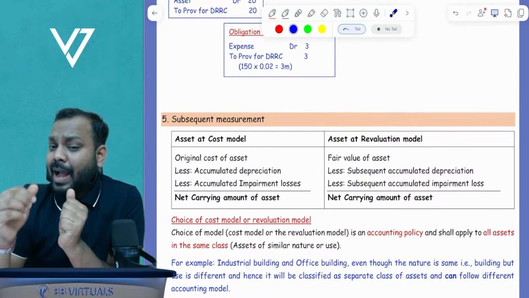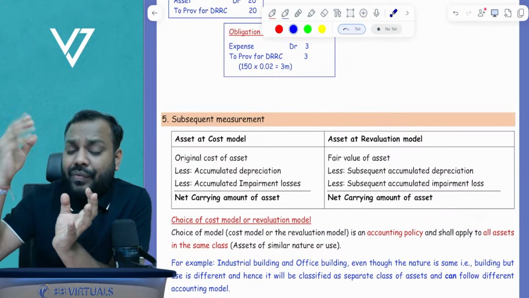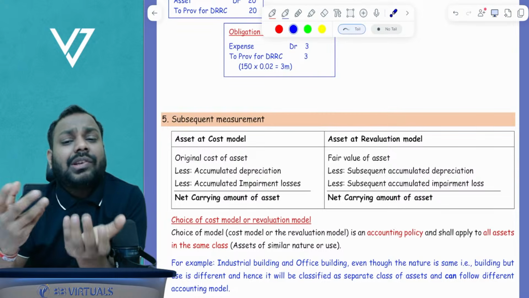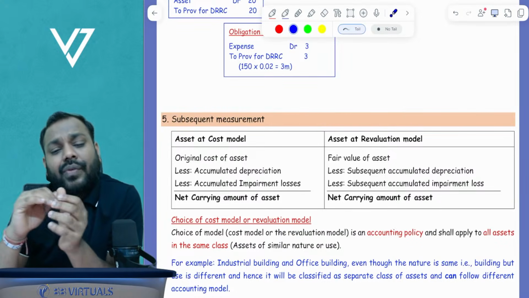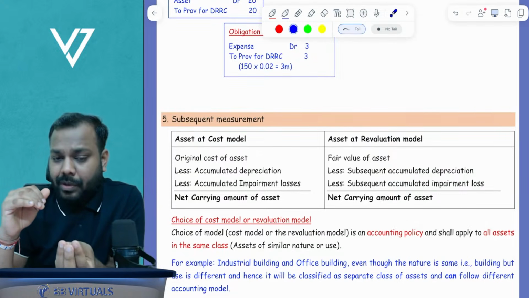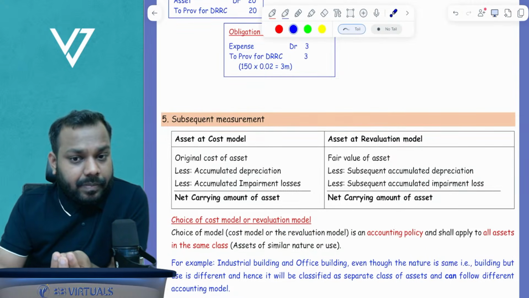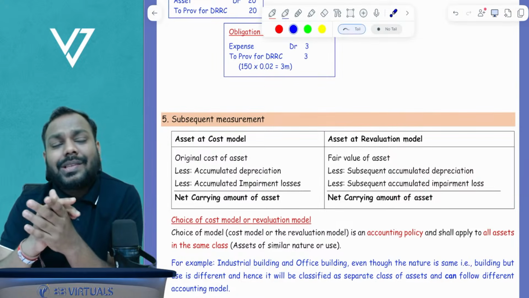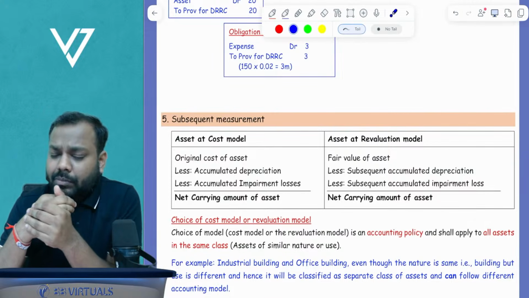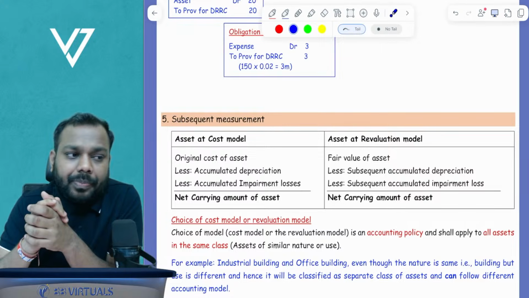The value of the official building will keep on rising significantly. Right? So the standard says, just to illustrate, that the factory building can be kept at the cost model, but the office building can be kept at the revaluation model. So this is how we decide whether the asset is required to be kept at a cost model or a revaluation model.